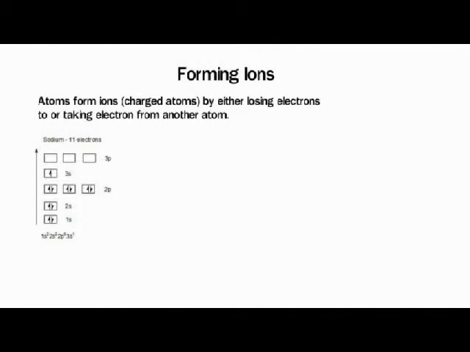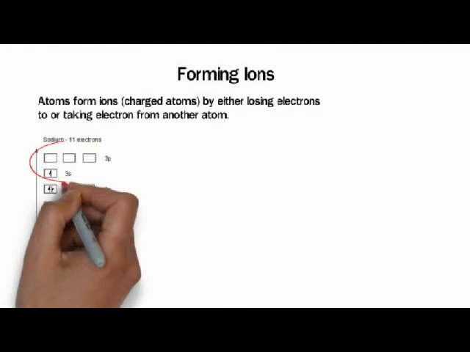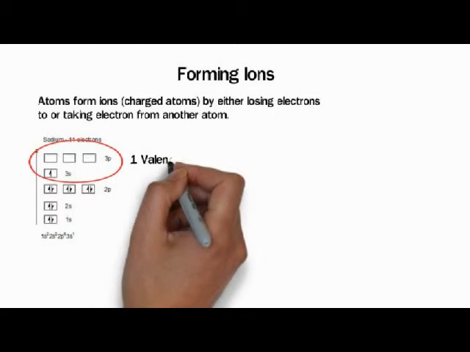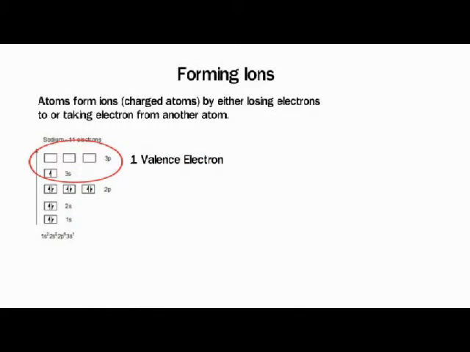Sodium has 11 electrons. It has an electron configuration of 1s2, 2s2, 2p6, 3s1. What this means is that sodium has one valence electron. The valence electron is the electron in the highest occupied energy level, so it has one valence electron. Below that is a full valence shell.